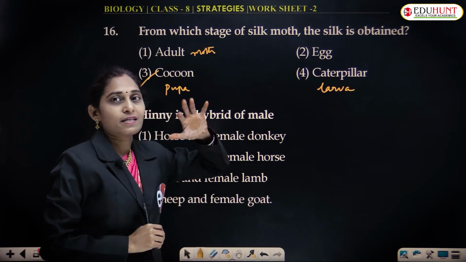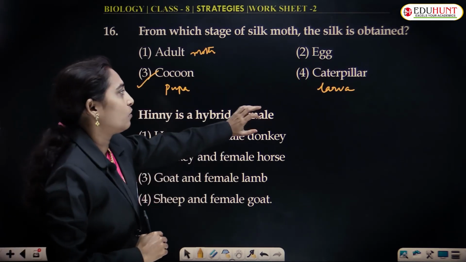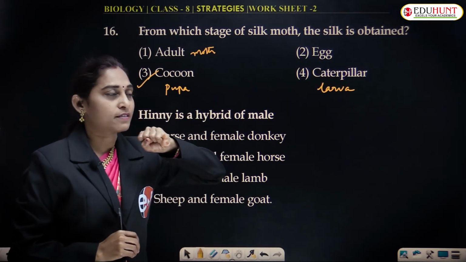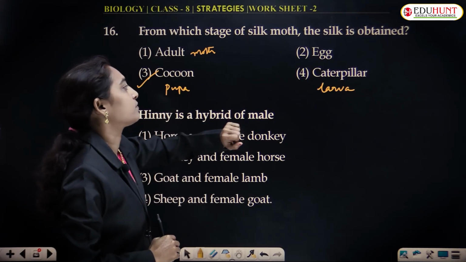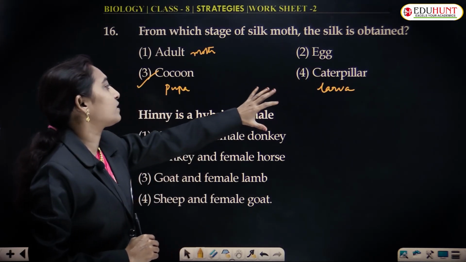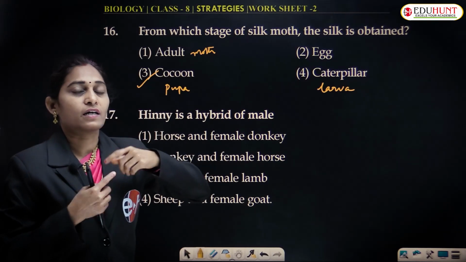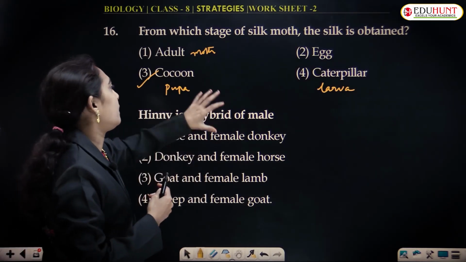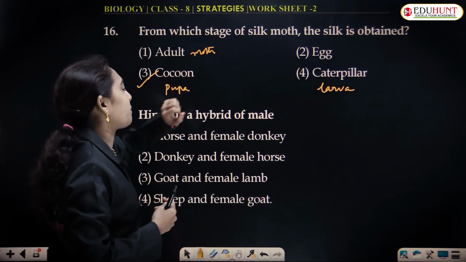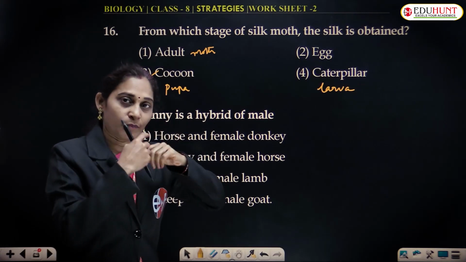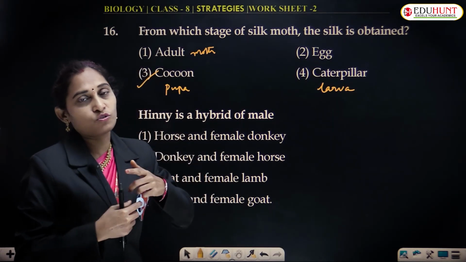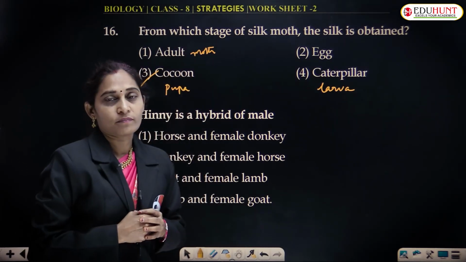Caterpillar, it is a voracious feeder. It voraciously eats the leaves and the crop. And then after that, it takes rest and prepares a cocoon. After preparation of the cocoon, it metamorphoses. It changes to an adult moth.